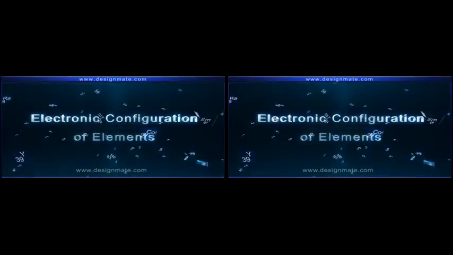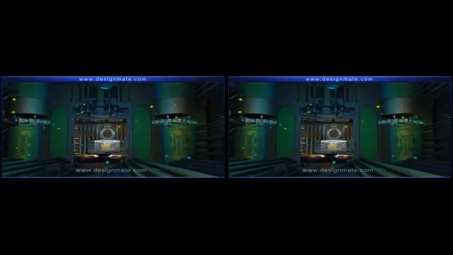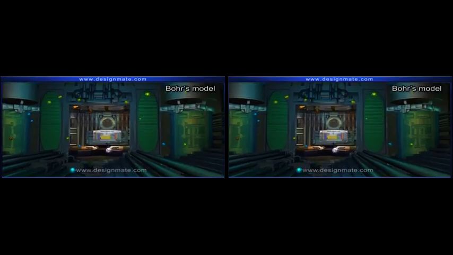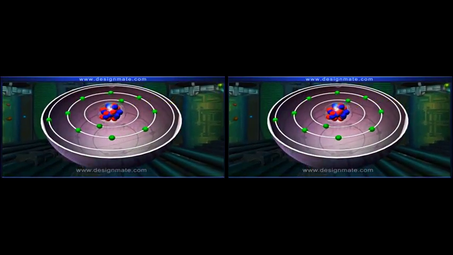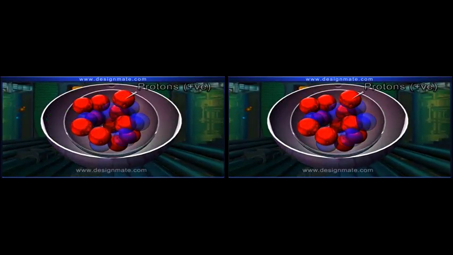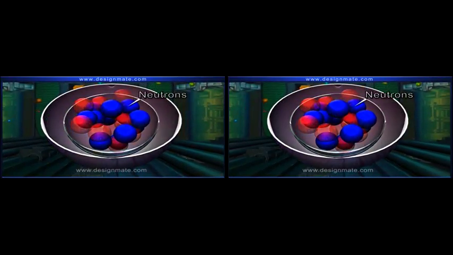Electronic configuration of elements. According to Bohr's model, an atom consists of a central part called the nucleus, which contains positively charged protons and electrically neutral neutrons.